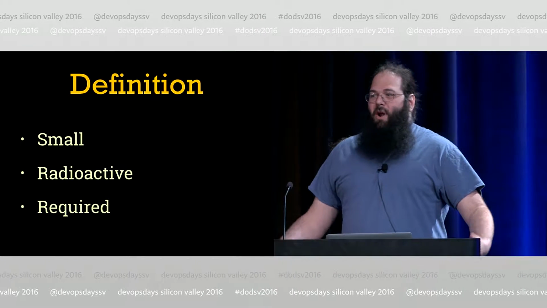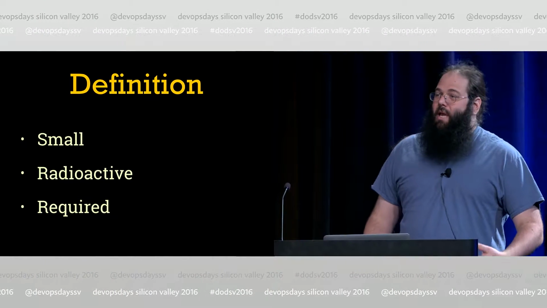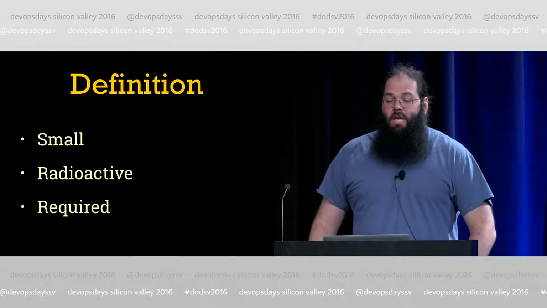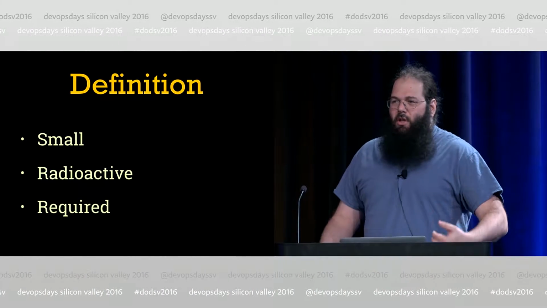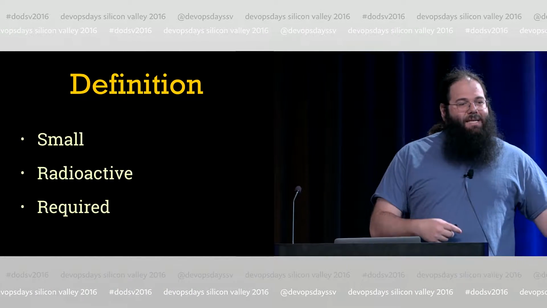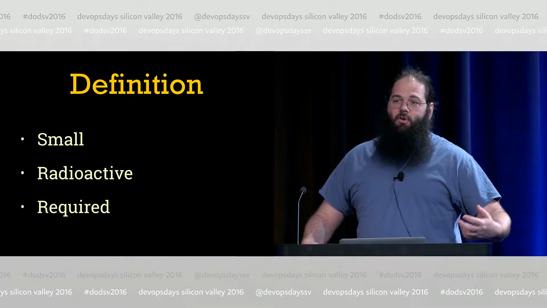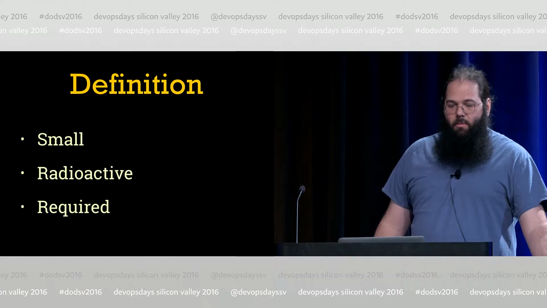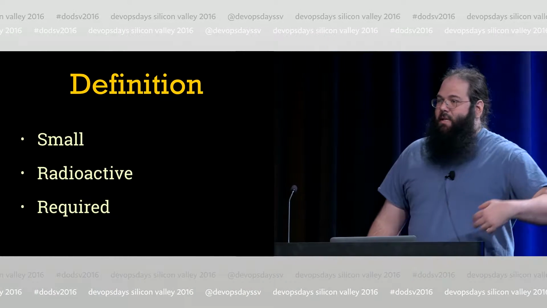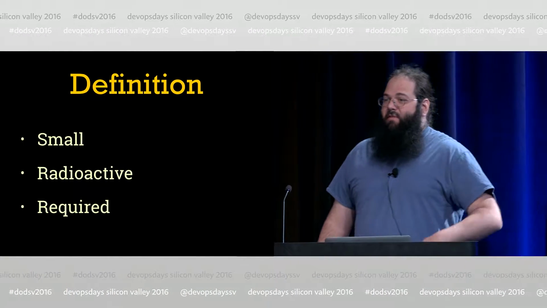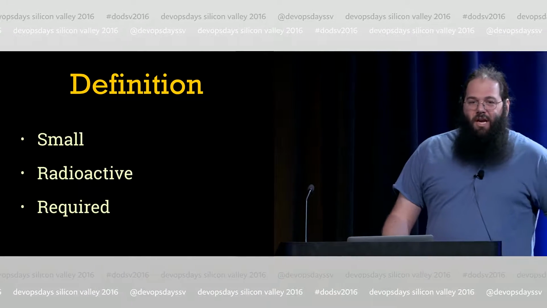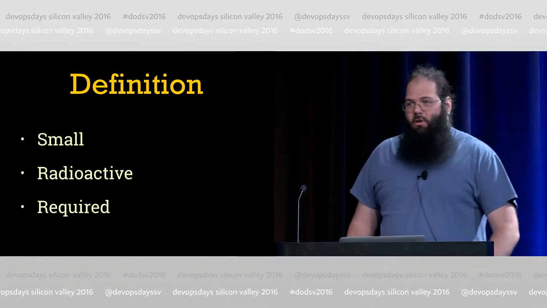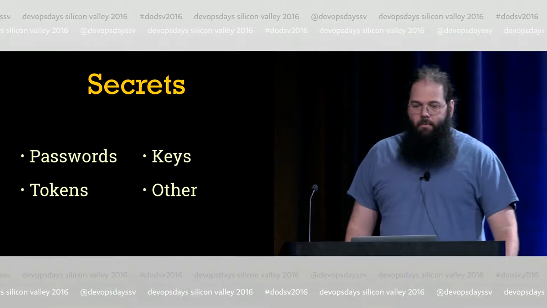You could treat all private information in an infrastructure as secret, but that would get unwieldy really, really quickly. So to keep us focused, we're going to look at a couple properties. One, secrets are going to be small, usually only a few kilobytes at most. They may control access to much larger amounts of information via encryption, but the secret part itself is going to be smaller. They're radioactive. That means that if they were released, something very bad would happen. And they're required. So generally, things like graceful degradation are not going to be an option, or at least are going to be a much lower priority.